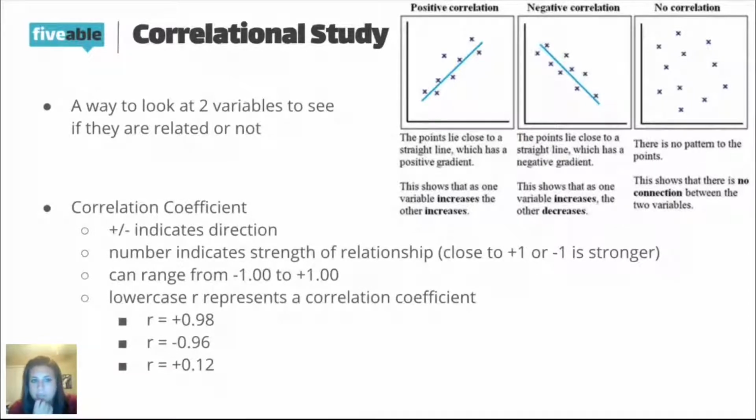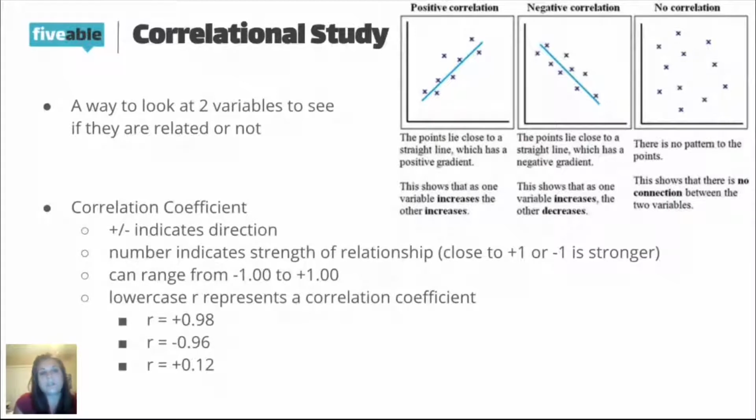While I'm talking, can anyone think of something that would have a negative correlation? What that means is if one of our data points increases, the other data point would decrease. So think about that for a second while I'm talking and see if you can come up with something that would have that sort of a relationship.